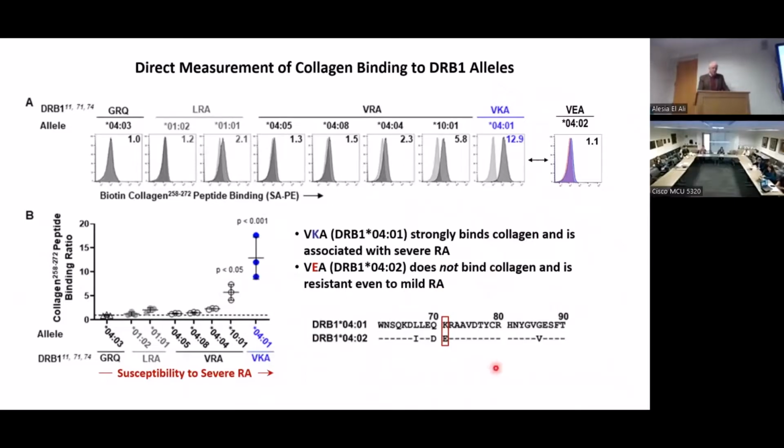But in fact, these two don't differ by just one amino acid. They actually differ by 4 amino acids. I was only talking about that one particular epitope that was identified in association with RA.